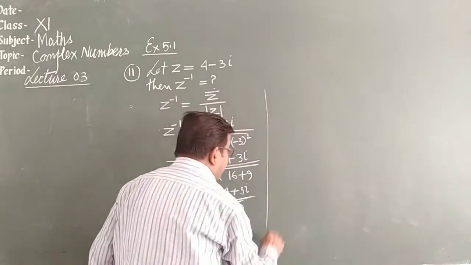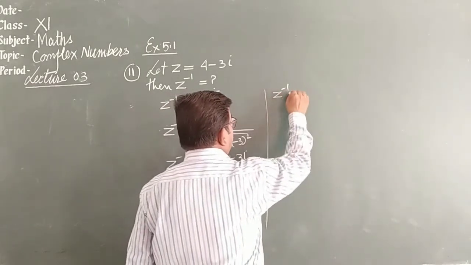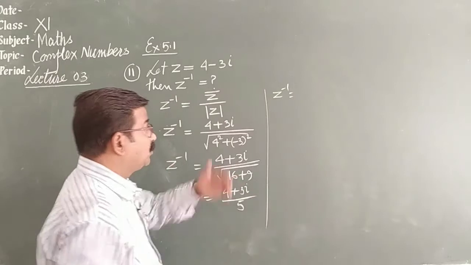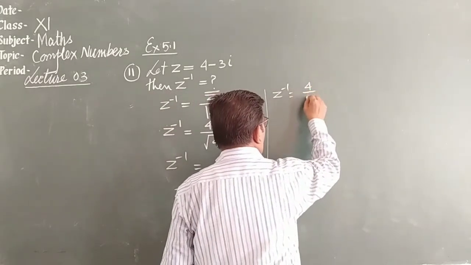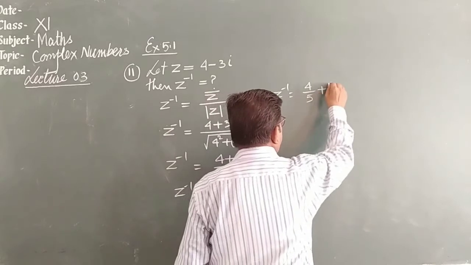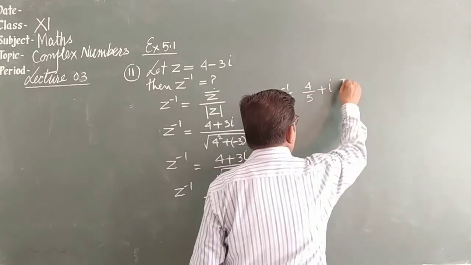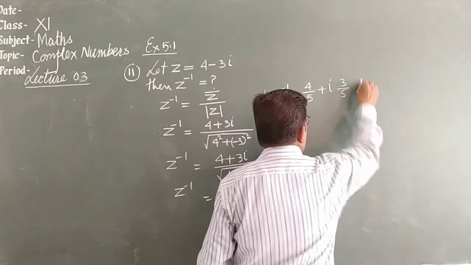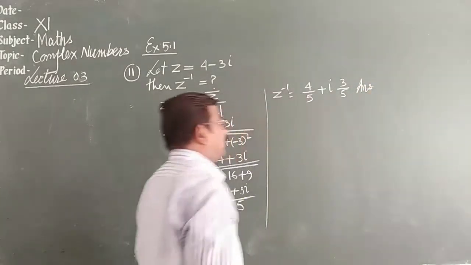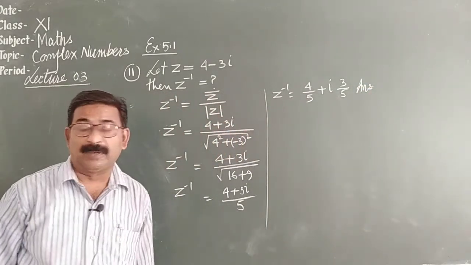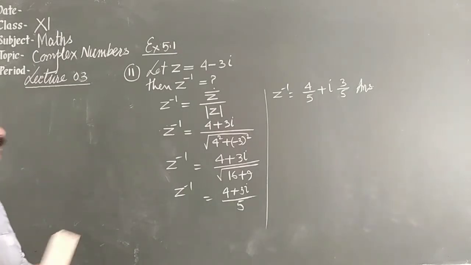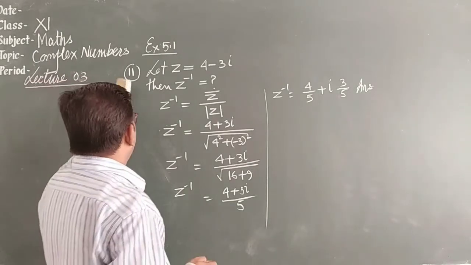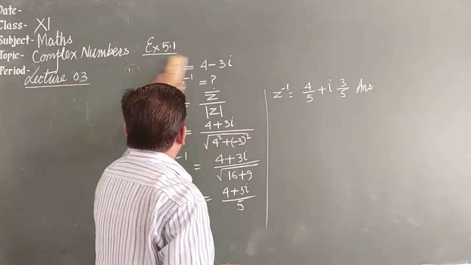So finally, dividing this 5 in both the terms, we can write z inverse is equal to 4 upon 5 plus i times 3 upon 5, which is the multiplicative inverse of the complex number. One more we have, question number 12.